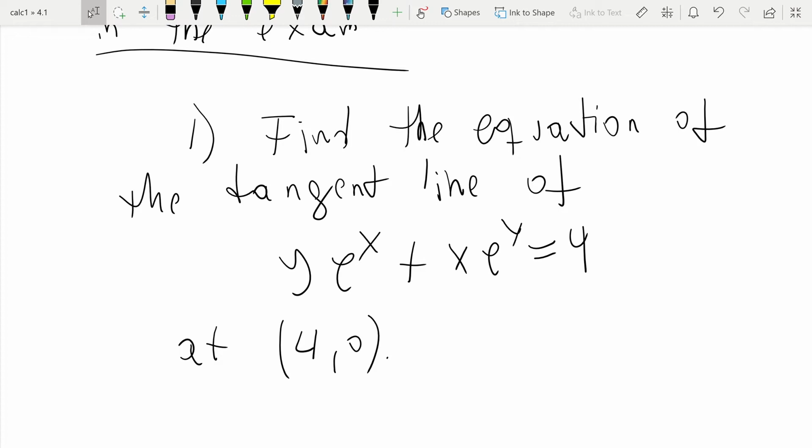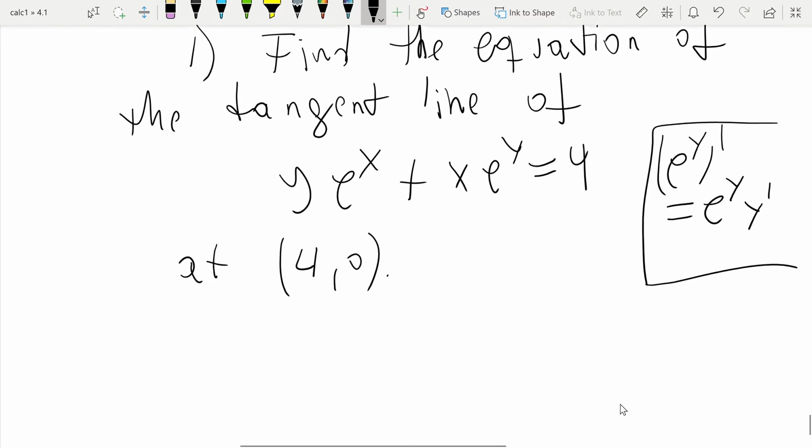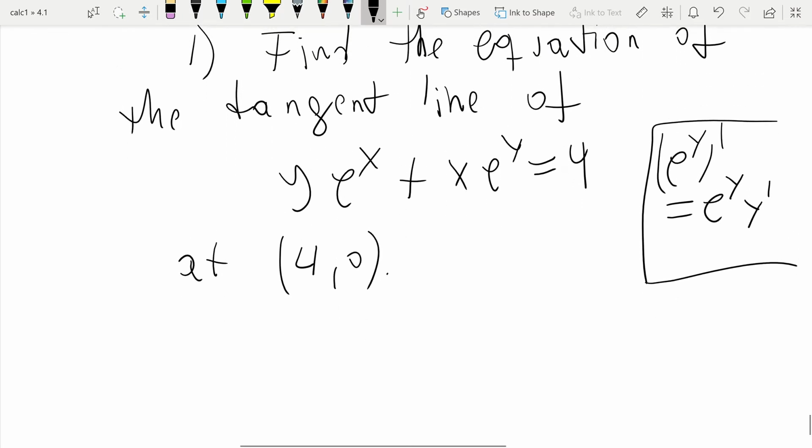So y here is a function of x, defined implicitly. So what you do is just differentiate everything on both sides, keeping in mind that since you're differentiating with respect to x, the derivative of e to the y with respect to x requires the chain rule to get e to the y times y prime. So don't forget that, otherwise you're not going to get the result. This is the only thing you need to keep in mind. And then you solve for y prime in terms of x and y. This is what we did. And you already know the equation of the tangent line. The equation of the tangent line is going to appear again when you're asked to find the linear approximation. Remember, the linear approximation is given by the tangent line at a certain point.